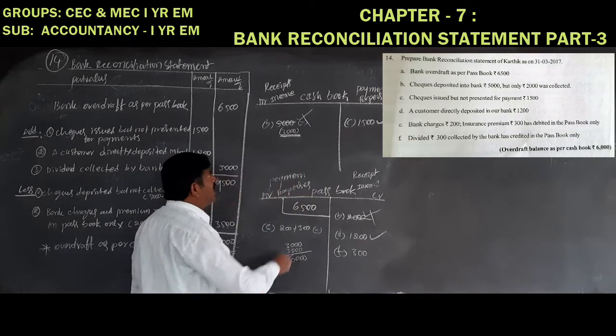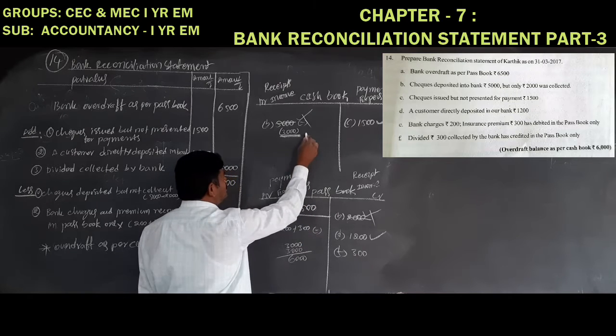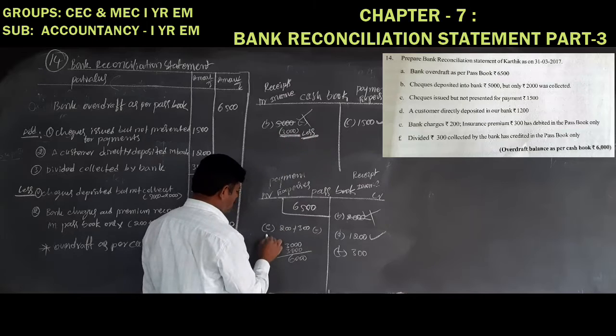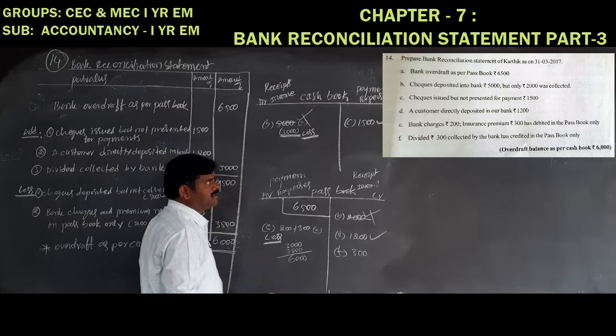So what are the transactions recorded on the starting point side? These are right under less items. This is a less item. This is also a less item. Both are recorded under less items.